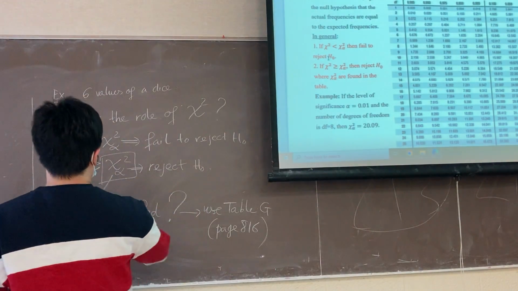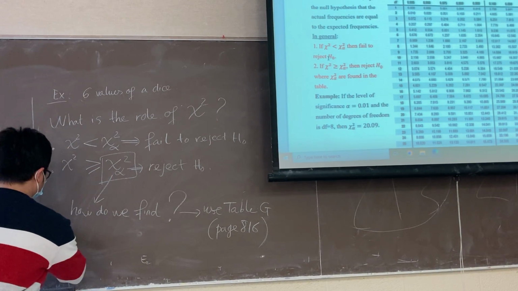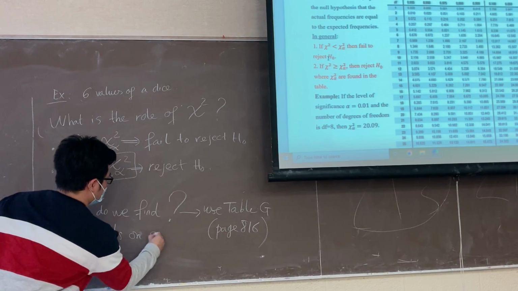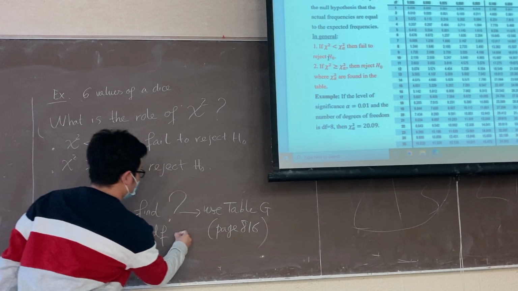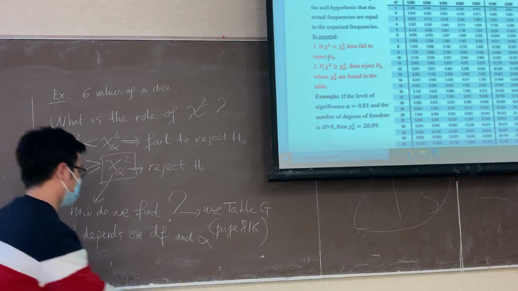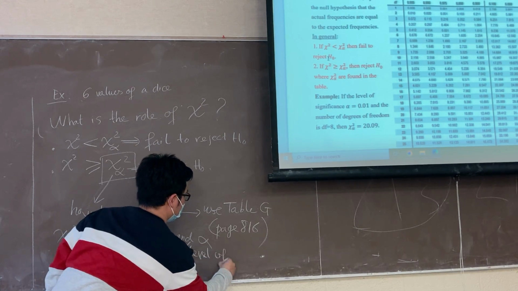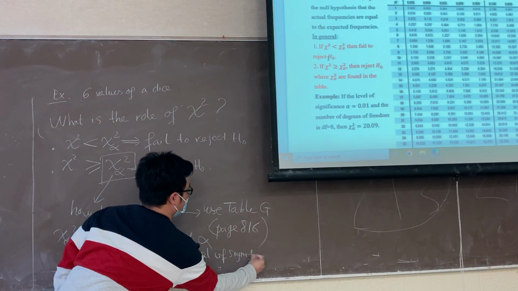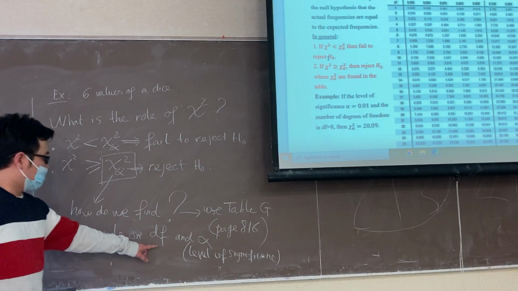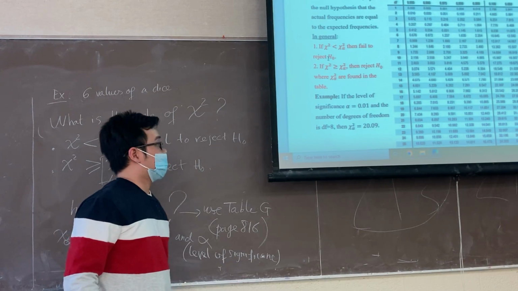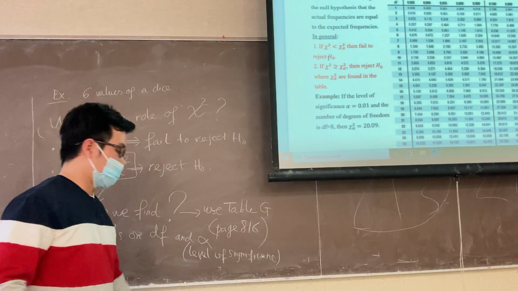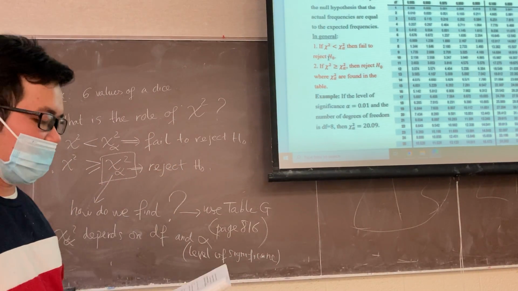To find chi-square alpha, it depends. Chi-square alpha will depend on the DF value and the level of significance. So it depends on the value DF, and the alpha here is the level of significance. The level of significance often appears in your questions. They will give you the level of significance.